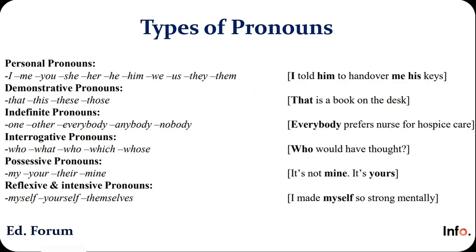Possessive pronouns: my, your, their, mine. Possessive means you own someone or you own something. My name is... I'm talking about my. This is something belonging to myself. My, your, it's yours. It's not mine, right? Their, it's their home. It's not ours. It's mine. It's something which belongs to me.